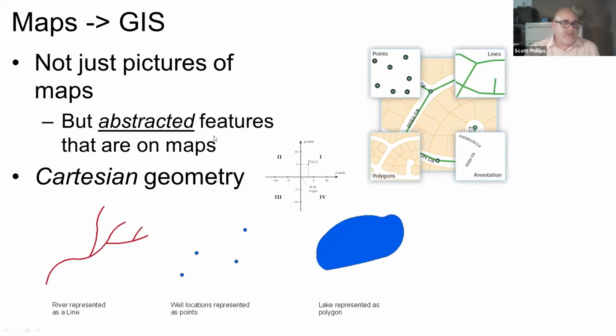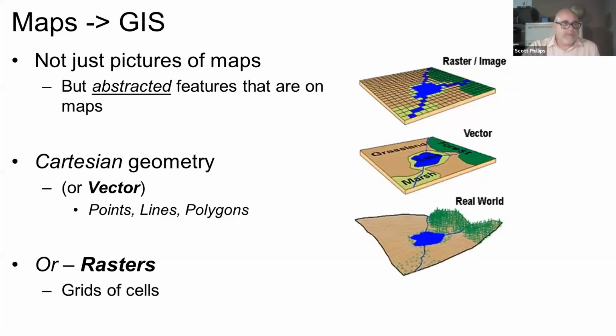And when I say abstracted features, rather than being a picture of a map, what people have done is converted the map information into geometric features. So for example, it can be lines, points, and polygons. And in this example, the housing lots are polygons, the enclosed areas, the streets are lines, and maybe fire hydrants are represented by points. That's one way to do it.